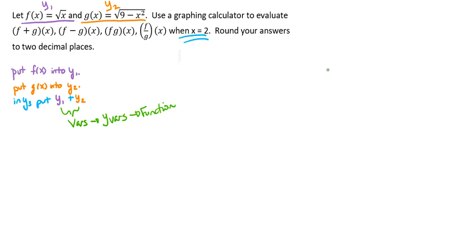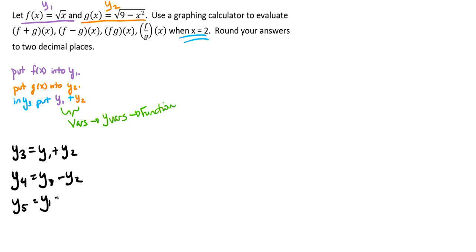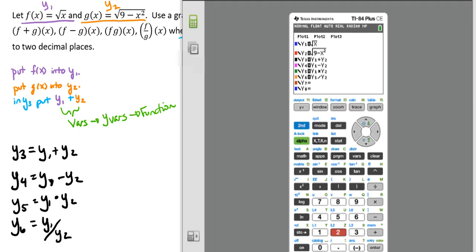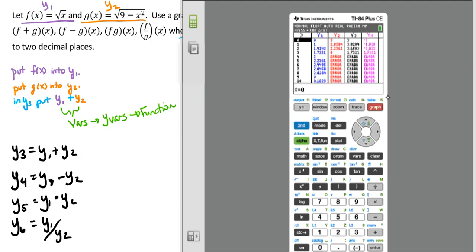So we can write that down so that we don't forget it. So y3 was y1 plus y2, y4 was the y1 minus the y2, y5 was our y1 times our y2, and y6 was our y1 divided by our y2. All right, so let's go ahead and go back to our calculators. And now we're just going to pull up the table. So go to table. And remember that we're evaluating at the number 2.